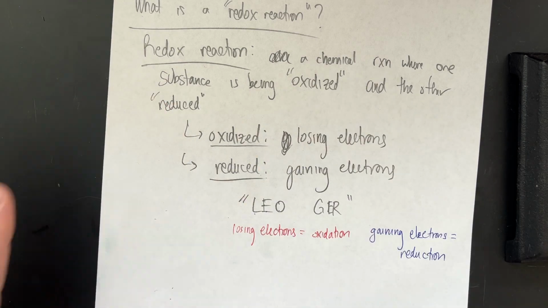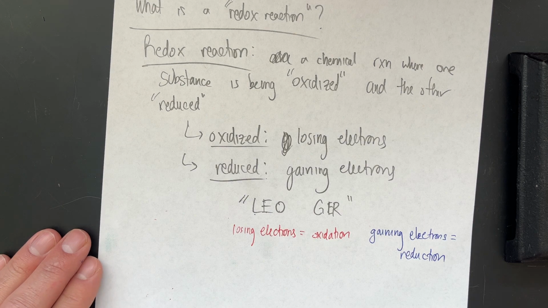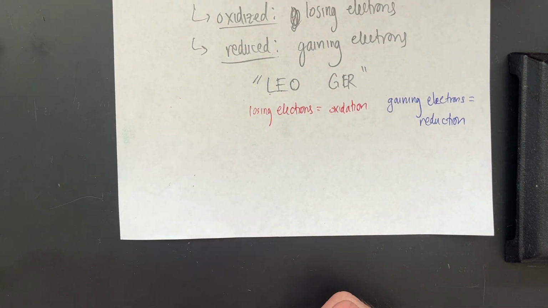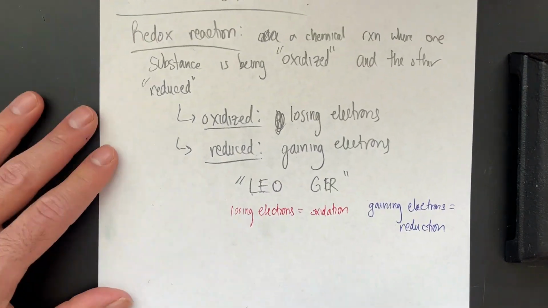So that's what a redox reaction is, that's what being oxidized means, that's what being reduced means. Now, let's try to understand what is going on here. The first thing you need to be able to do is determine oxidation numbers.